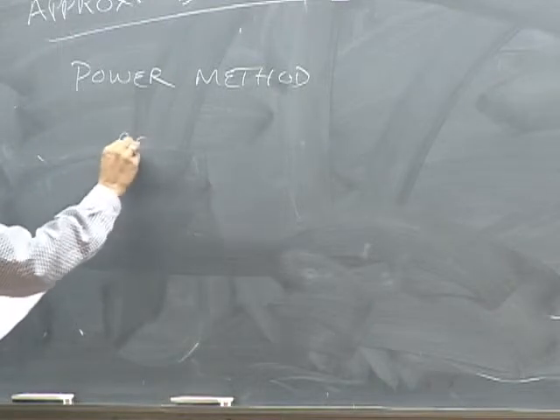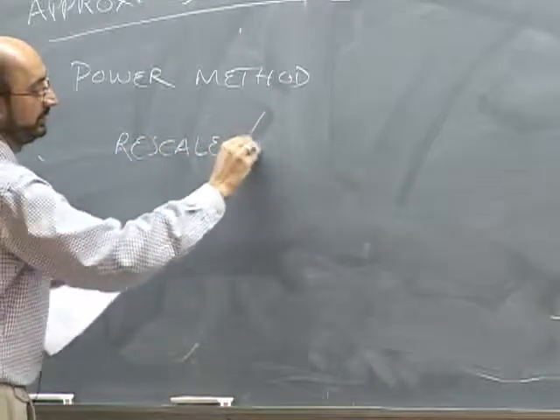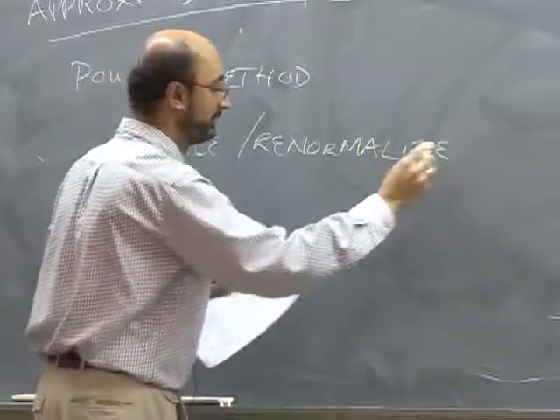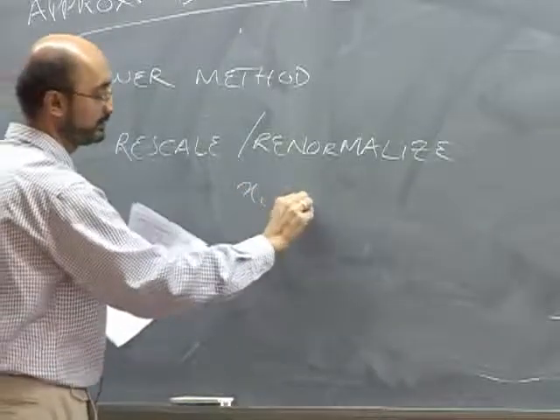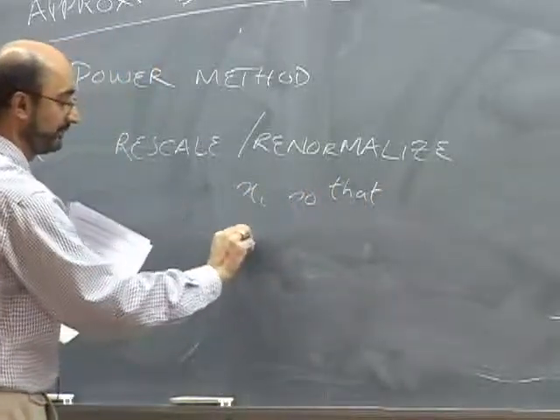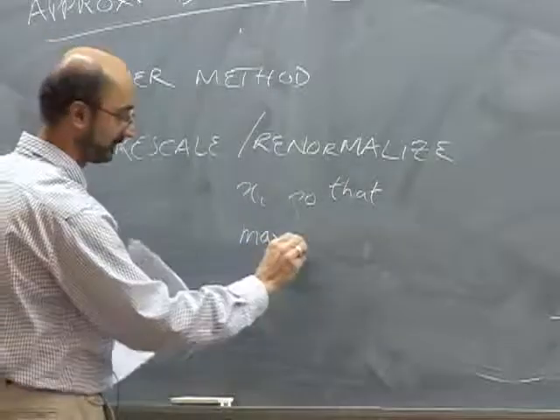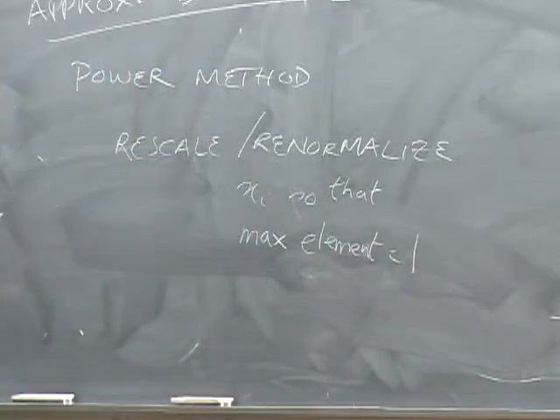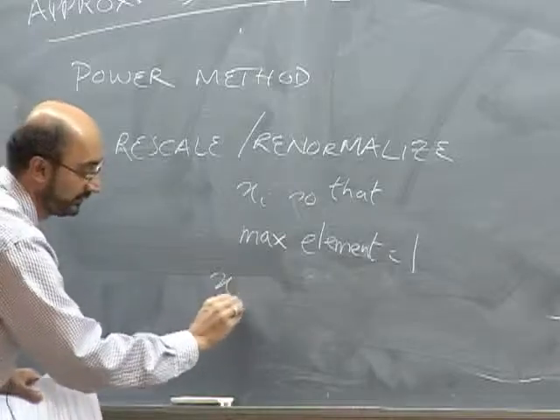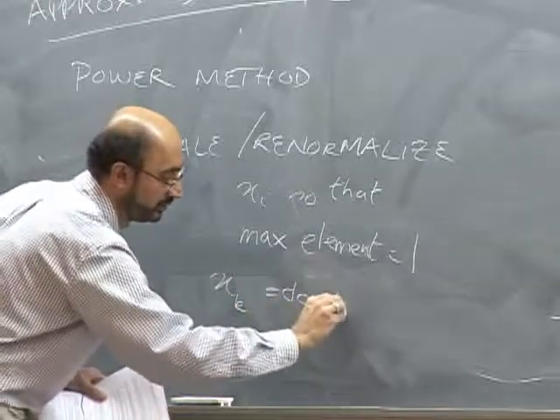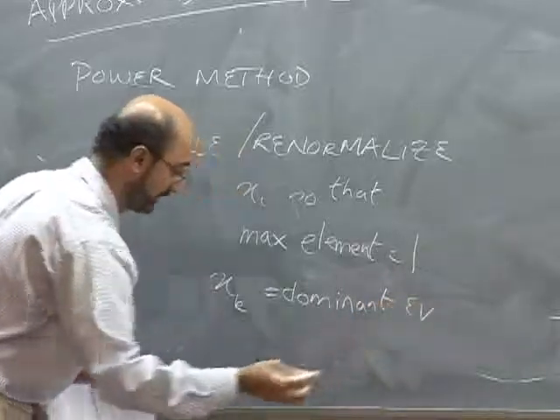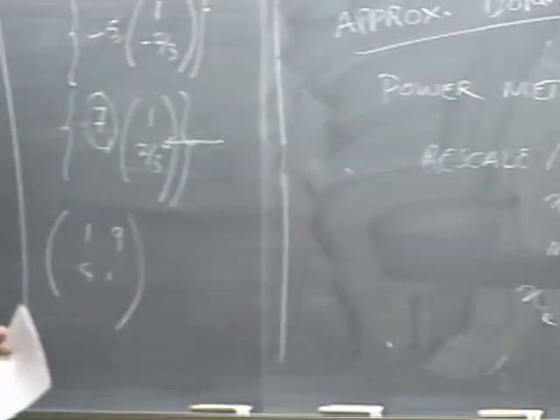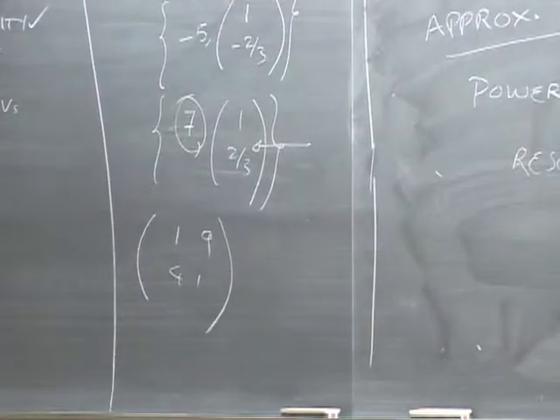So what we do is we rescale, or renormalize, it's another 2 words that people use, the vector x_i, so that the maximum element is 1. Okay, if you do this, then x_k is the dominant eigenvector. Okay, and that's the dominant vector corresponding to the dominant eigenvalue. So what we're looking for is the vector 1, 2 over 3. Okay, and so let's just.